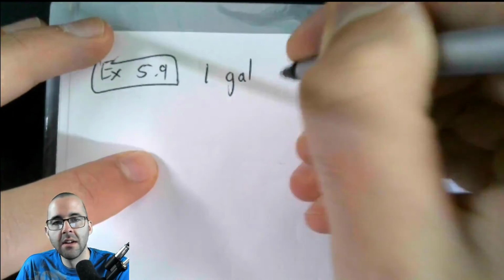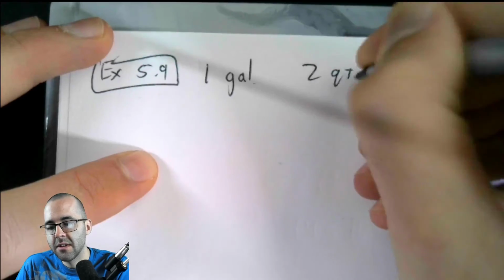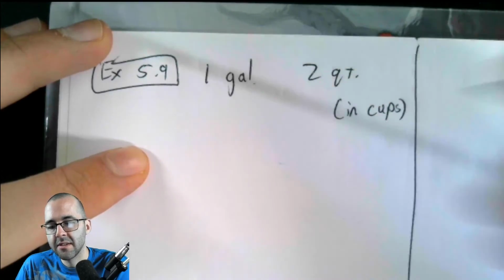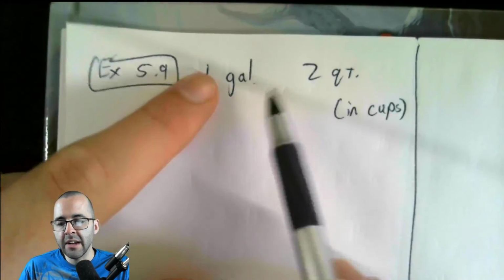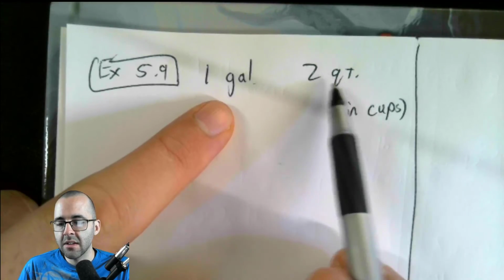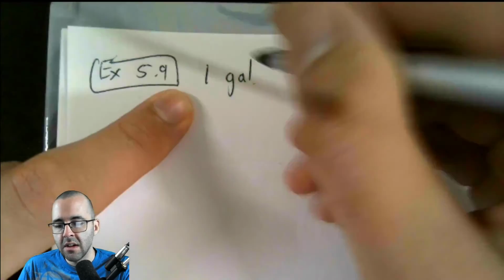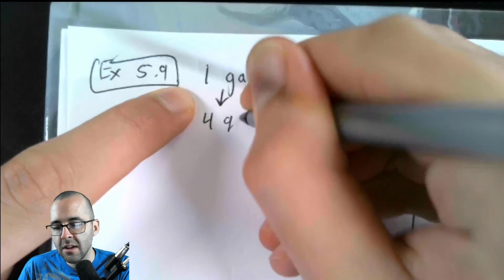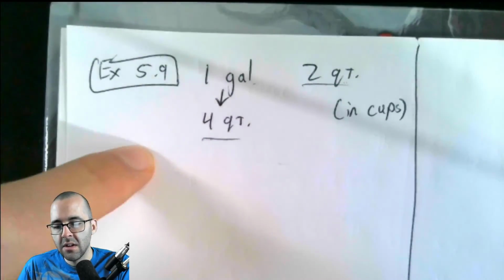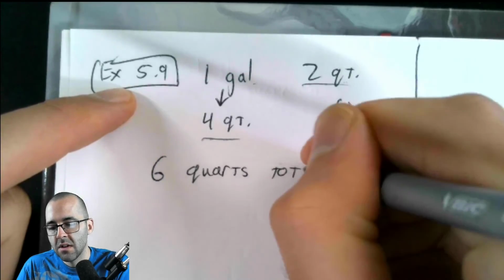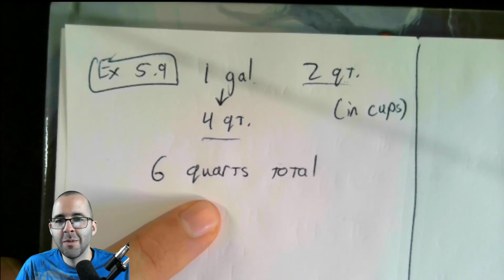So we have 1 gallon and 2 quarts. And we want to know, how many cups is this? So it's kind of like before, right? We have 2 different units here. We need to combine these. The only way we can combine these is if we know how many quarts this is. That's right. We know 1 gallon is 4 quarts. So we have 6 quarts total. I almost wrote quartz with a Z, but that's like the stone. It's definitely with an S.